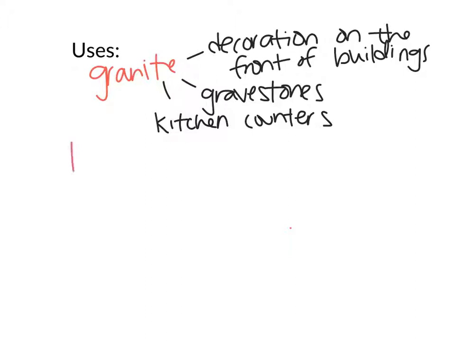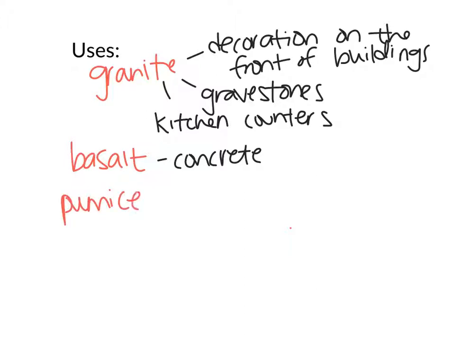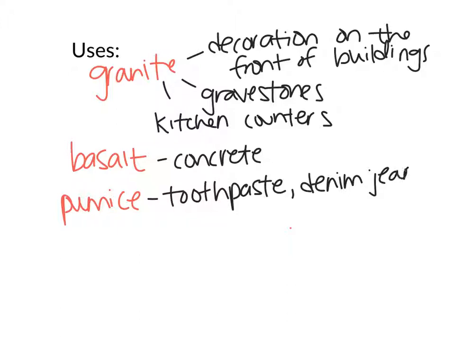We can also have basalt, which is an extrusive rock that is used for concrete, so building materials kind of. Pumice is also an extrusive rock. They actually use little bits of that in toothpaste to help clean and brighten your teeth. They actually use it for denim jeans. They wash it with those rocks, and it kind of loosens up the jeans, takes the color out of them and makes them a little bit looser. Also for cement.